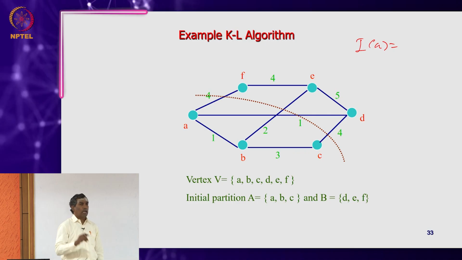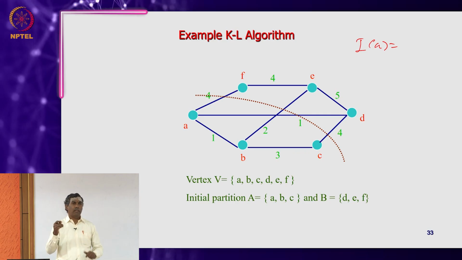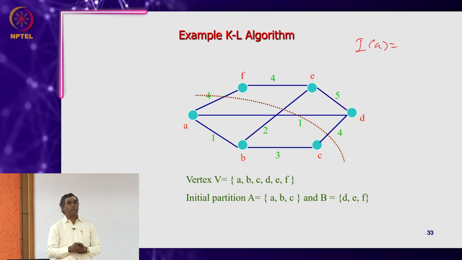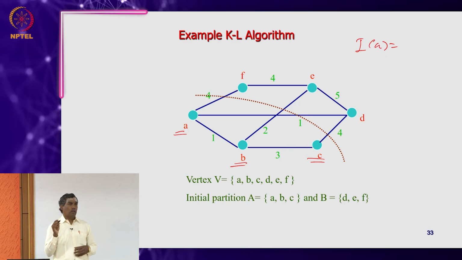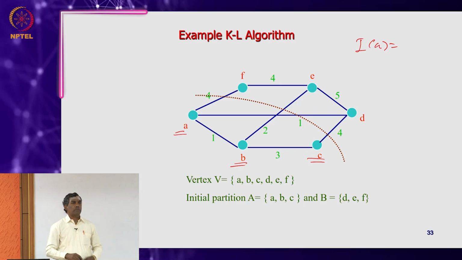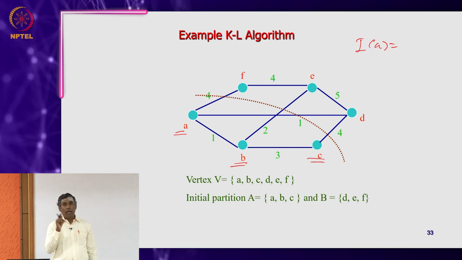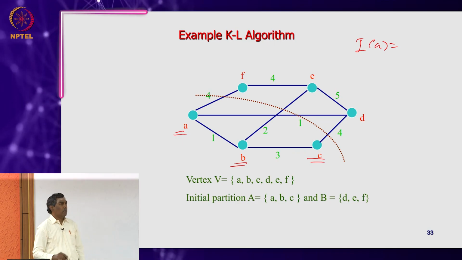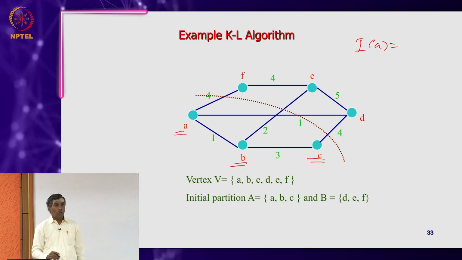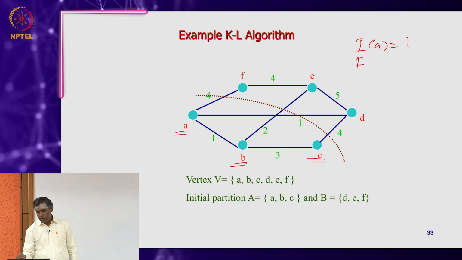Anybody? What is the internal cost of this node A? How many vertices within this group A? For A, you have B and C. So what is the internal cost? See, A, B, and A, C, is there any edge between A and C? So only you have A, B. So what is the internal cost on that? Only one edge, so the internal cost is 1. And then the external cost of A.